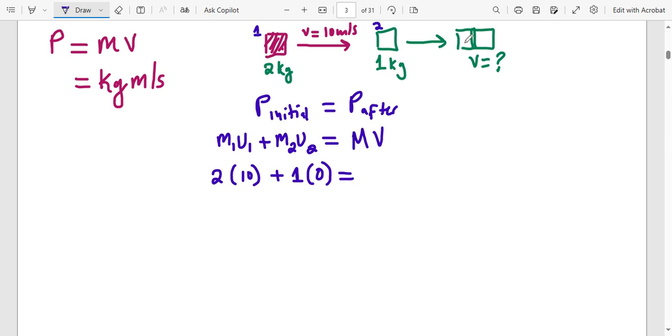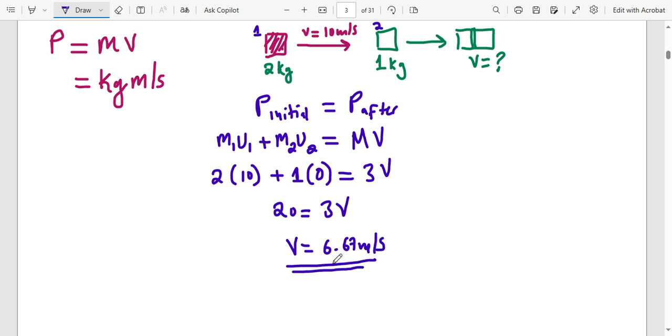Now, if you combine these two objects, their mass is going to be 2 plus 1, that's a 3, but we don't know the velocity at which they are going to be moving. So 2 times 10, that is a 20, and that is going to be equal to 3v. And then we want to remain with v, so simply divide 20 by 3. And so v is going to be equal to 6.67 meters per second. That is the final velocity at which these two objects are going to be moving.